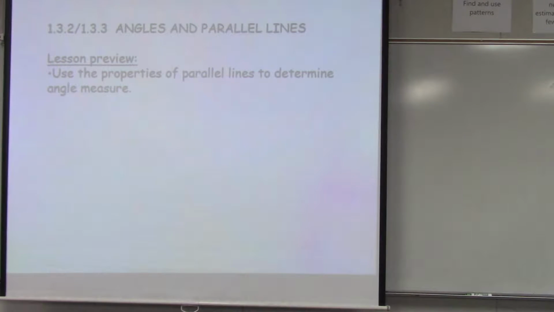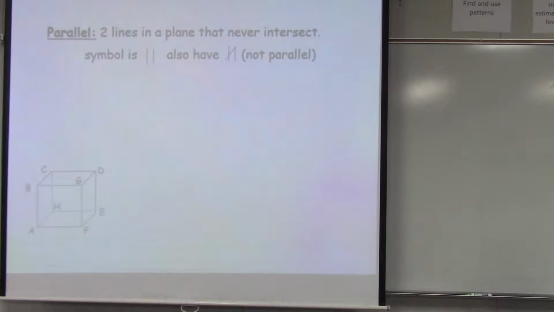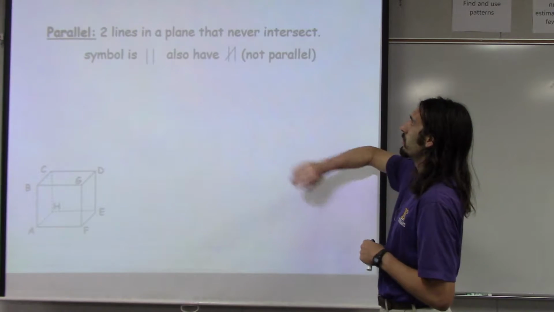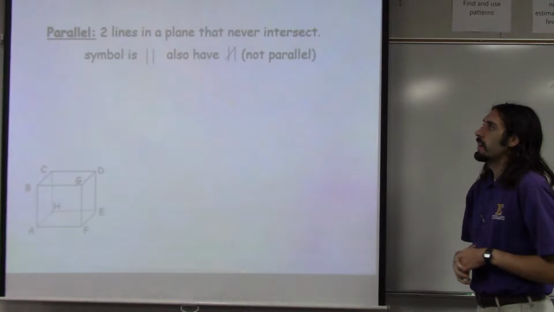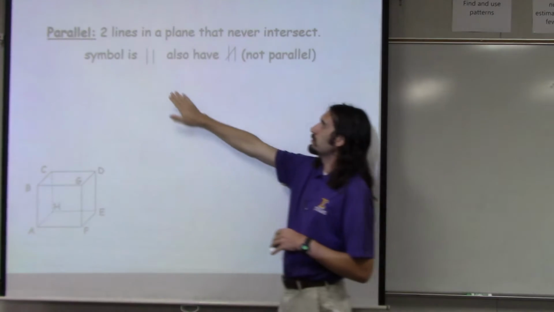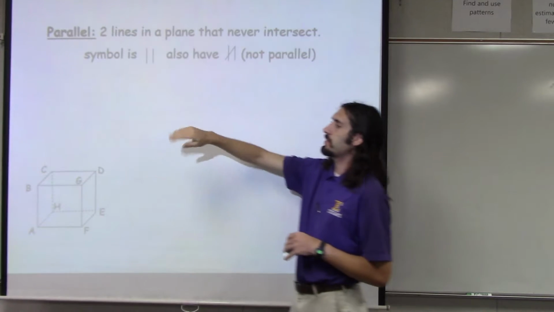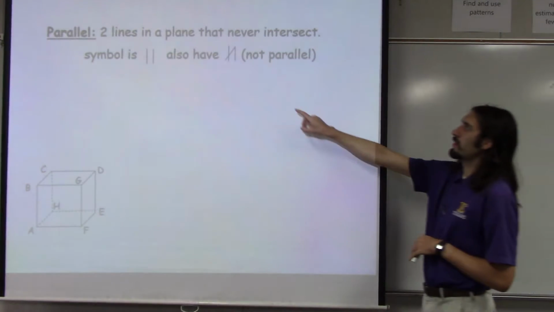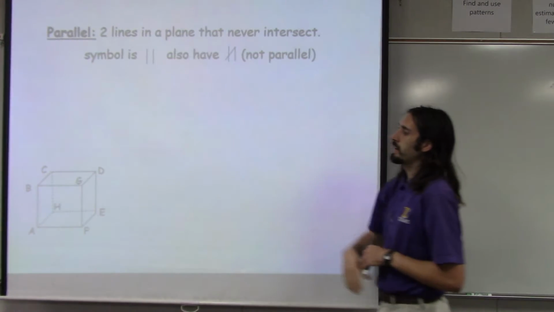So jumping right in, we want to formally define parallel, and that is two lines in a plane, that's our key word, that never intersect. We do have this symbol, two forward or two upper slashes. They might also be forward leaning slashes as well. You can also draw a third line through them to indicate not parallel.